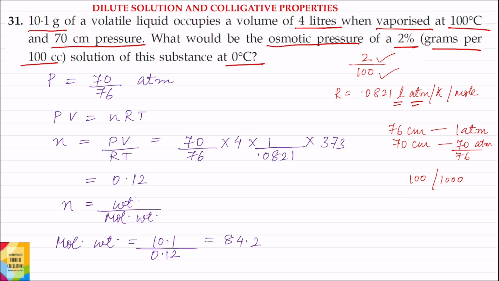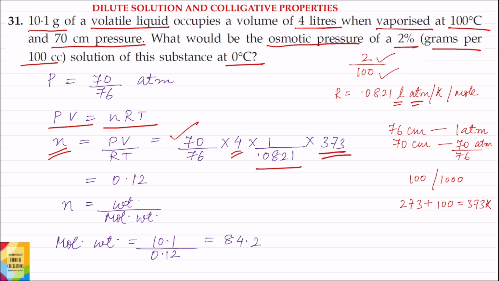Now first of all we need to find out the molecular weight of the volatile liquid. For that we will apply the formula PV is equal to nRT. So N is equal to PV divided by RT. So pressure is 70 divided by 76 atmospheres. Volume is 4 liters. Value of R is 0.0821 and temperature is given as 100 degree centigrade, and 100 degree centigrade when it is converted to Kelvin, that is 273 plus 100, this is equal to 373 Kelvin. So temperature हो गया 373 Kelvin.